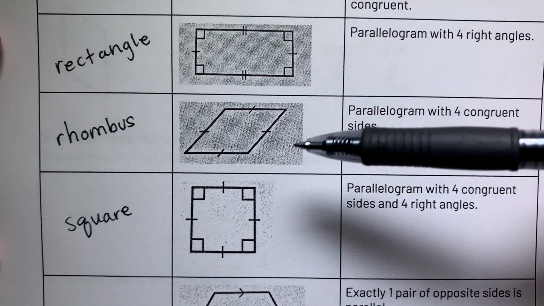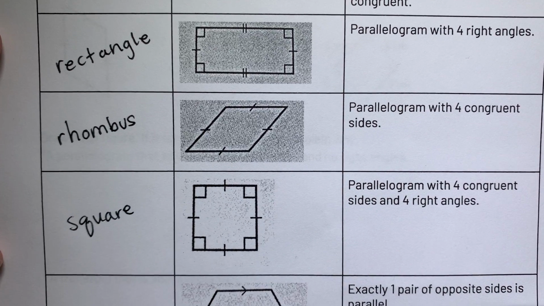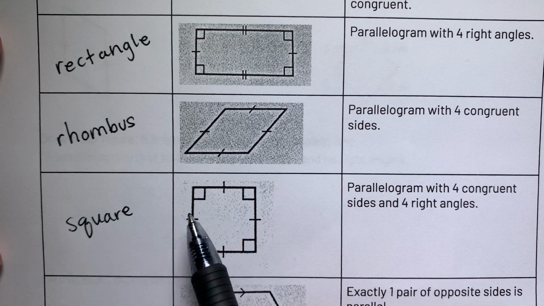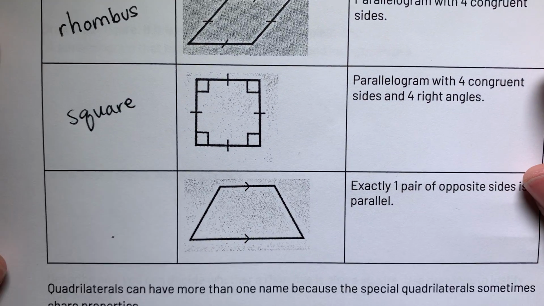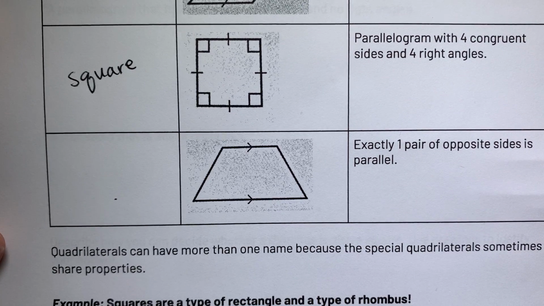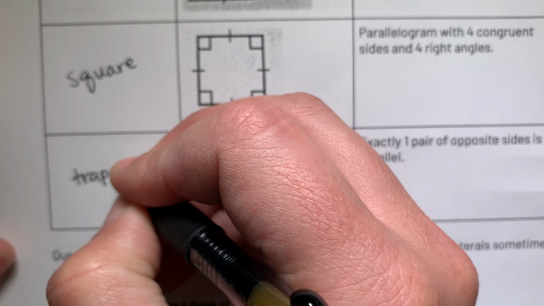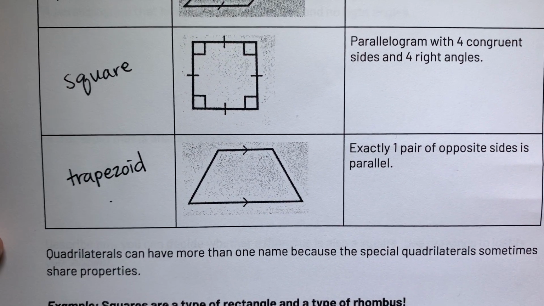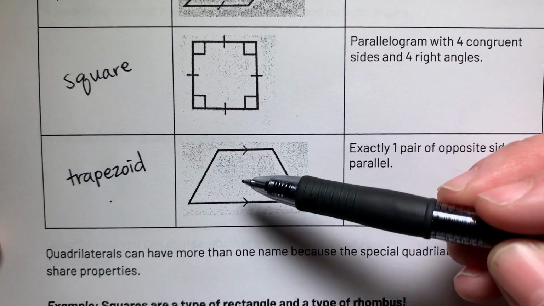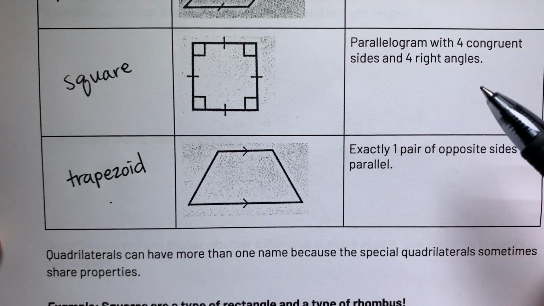Because a rectangle is just a parallelogram with 4 right angles. A square has 4 right angles, but in a square, all the sides have to be the same. Okay? All right, cool. Now, the last one we're going to talk about is a trapezoid. The trapezoid only has one pair of opposite sides that are parallel. So usually it's the bases like this. These 2 sides are not parallel.